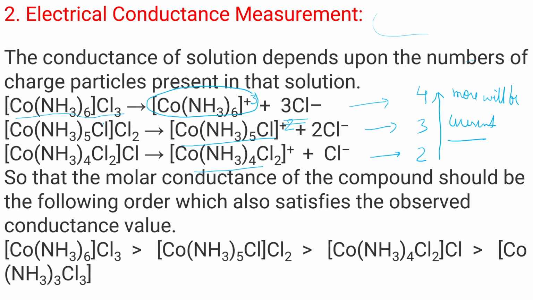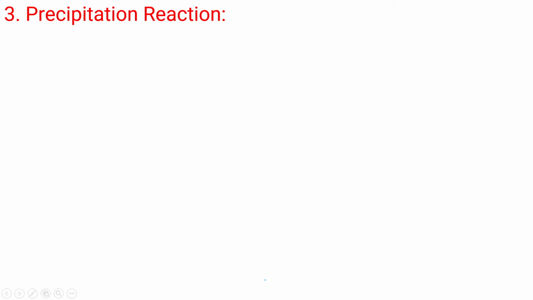So for the first one over here, 4 ions will be there. There will be 3 ions for this. There will be 2 ions for this. There will be no ion for this, as it is a neutral molecule. So the conductance will go in this fashion.